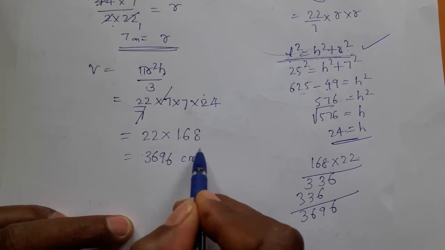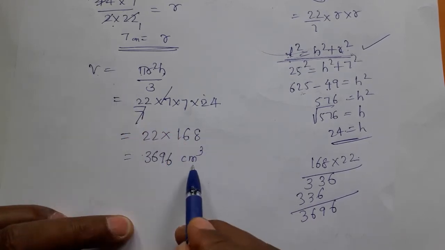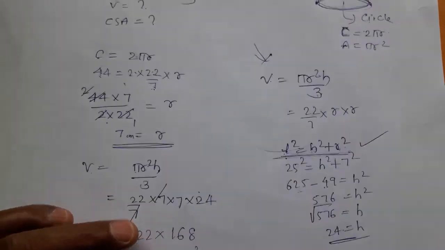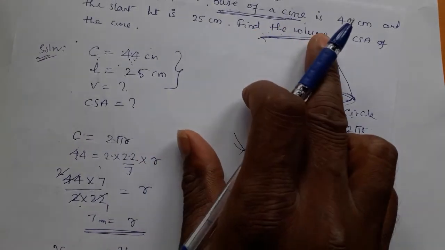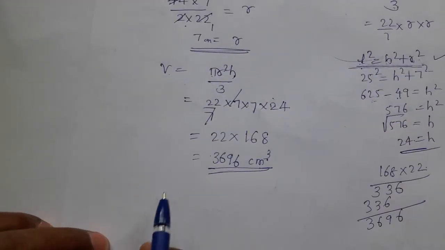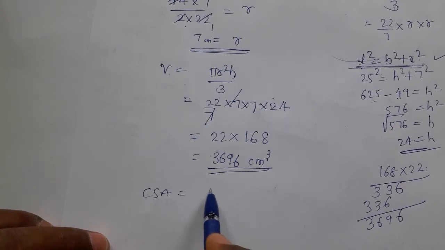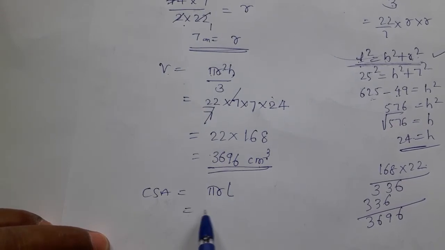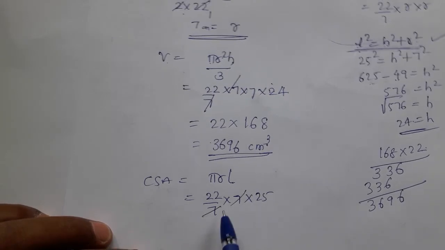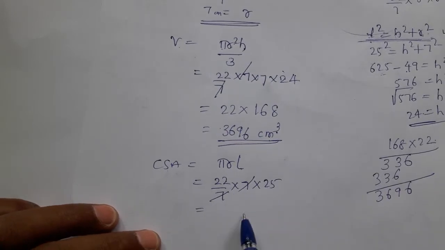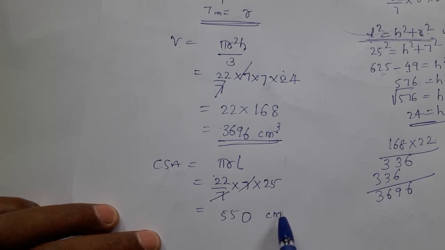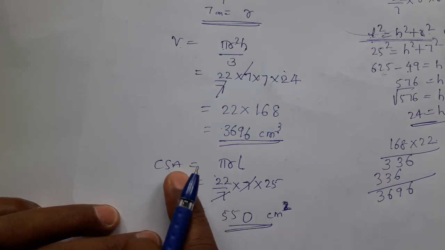3696 centimeter cube. You are finding volume, so cubic units. Underline, this is the first unknown. Find the volume. Next, curved surface area we have to find out. Curved surface area formula is what? Pi r L. 22 by 7 into radius 7. L is already given, 25. 7 7 cancelled. 25 2 is a 50 plus 5, 55. The last one answer also same, but square units. Make sure it is area.